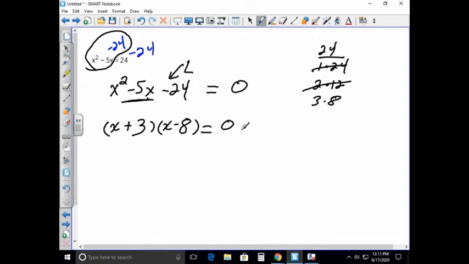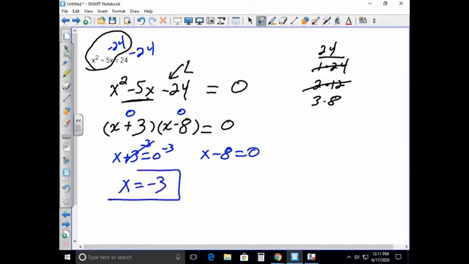Once it's factored, and we have a 0 on the other side, set each factor equal to 0. How does this make 0? And how does that make 0? So subtract 3 from both sides here, and we get one solution. Add 8 to both sides here, and we get the other solution. So, 0 product rule. Have to have a 0 on one side, have to have a product on the other.